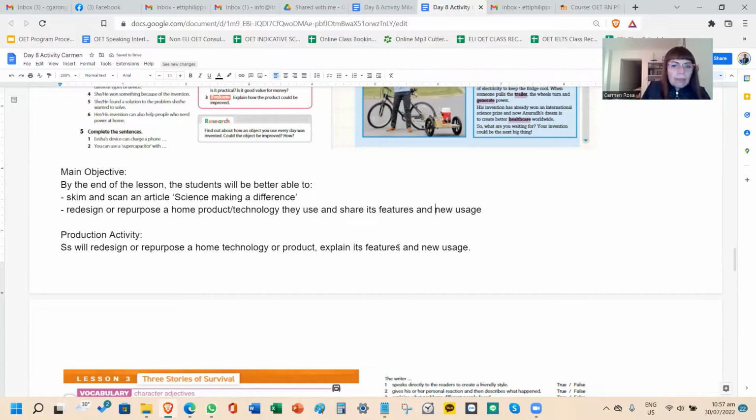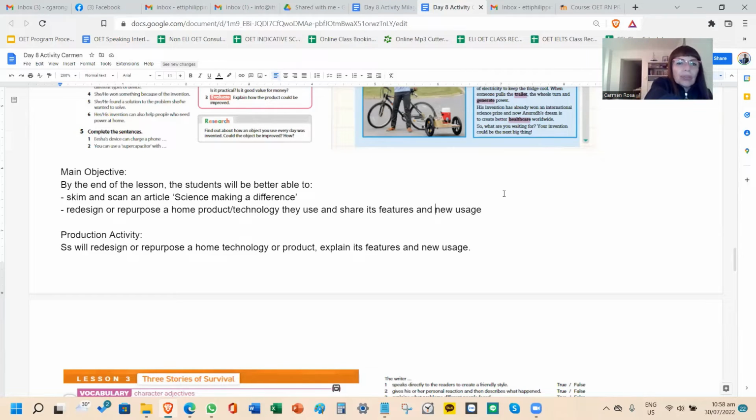So this one is a better and clearer one, right? It's not another student's product or home technology, but it's their own. So maybe this student has a washing machine, or this student has, I don't know what technology he is going to redesign. Look, it matches what it says here.